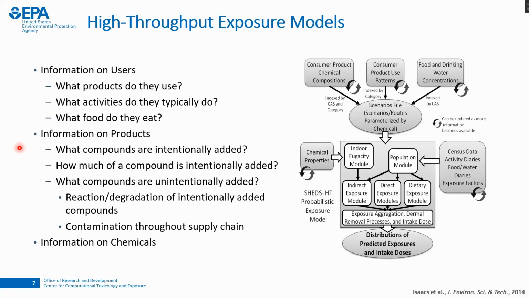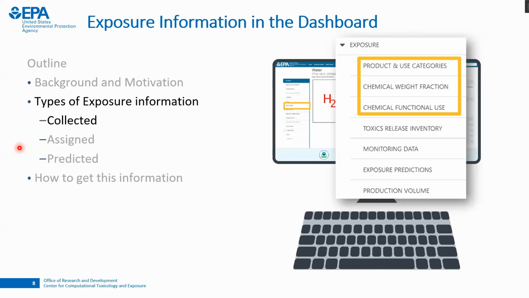So we've made a lot of effort over the last almost a decade of really going out and finding data where it is publicly available, but may not be in the form we're expecting it to be, and then working with folks on the dashboard to actually get that data out to the public. So let's go ahead and talk about collected exposure. These you can think of in terms of product use categories, chemical weight fractions, and chemical functional use.